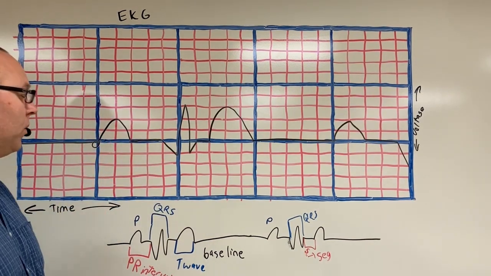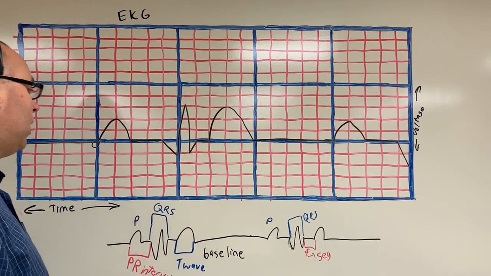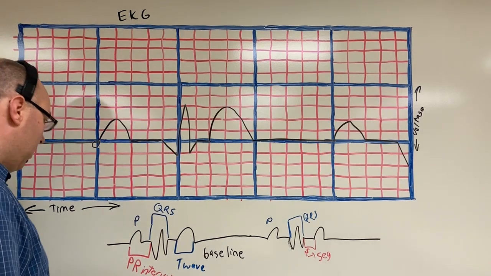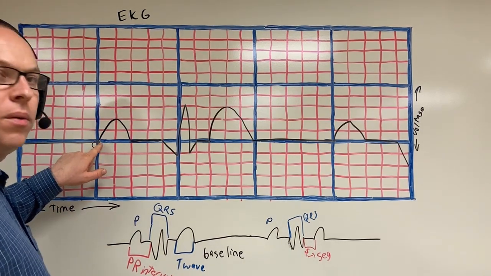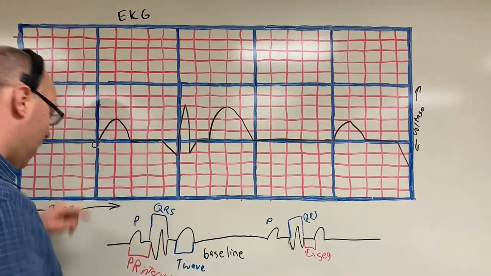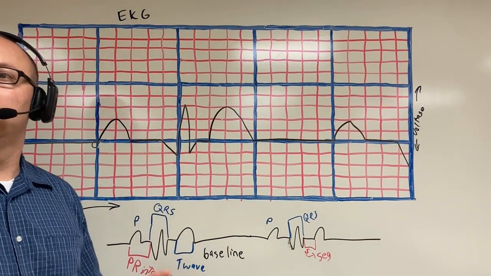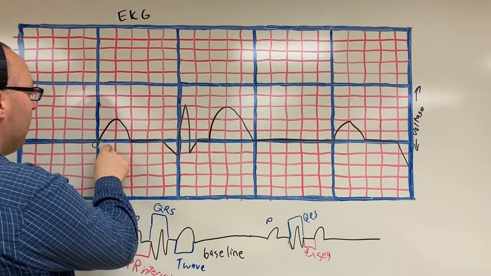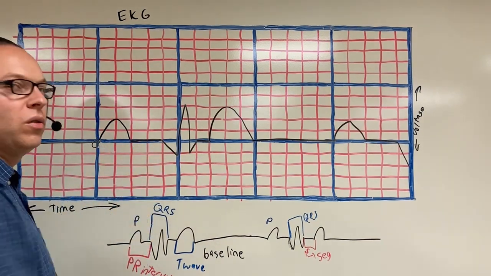0 seconds, 0 millivolts. So how much time did this PR interval take? Remember, your PR interval starts at the beginning of the P wave and ends right before our QRS. So we're going to measure this very simply. We're going to talk about little boxes. It's going to take me 1, 2, 3, 4 little boxes.